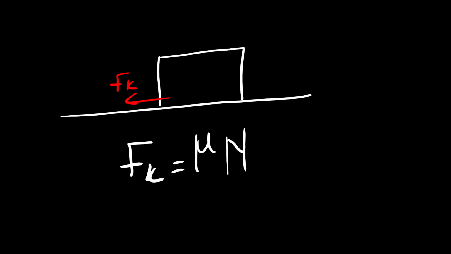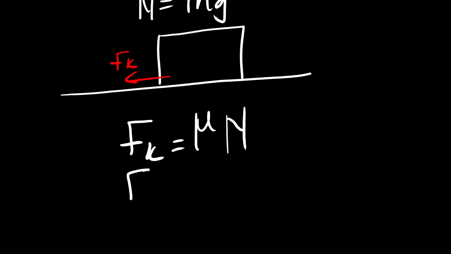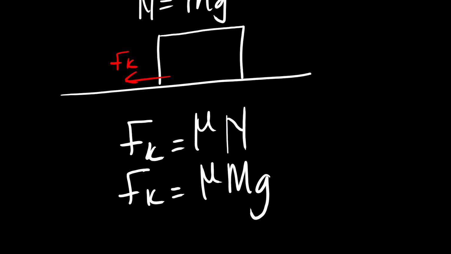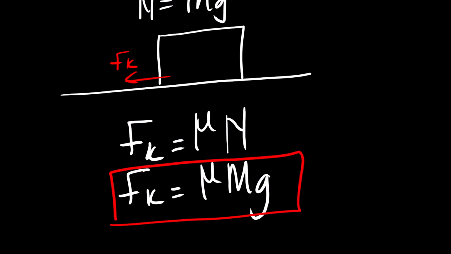Now, if you know the equation of normal force on a flat surface, then it will be simple for you to calculate the kinetic frictional force. The normal force is equal to mg. Now, it simply means that the equation to calculate the kinetic frictional force is the coefficient multiplied by the mass of the object multiplied by the gravitational acceleration. This is the equation.